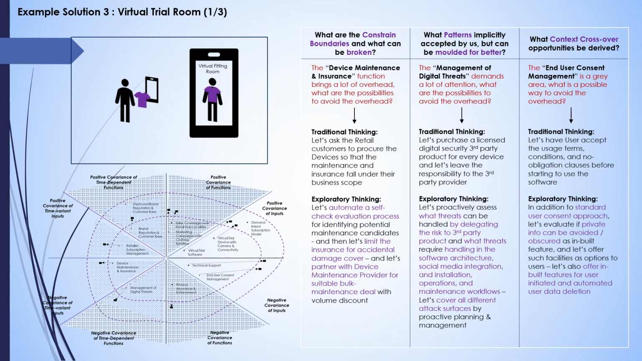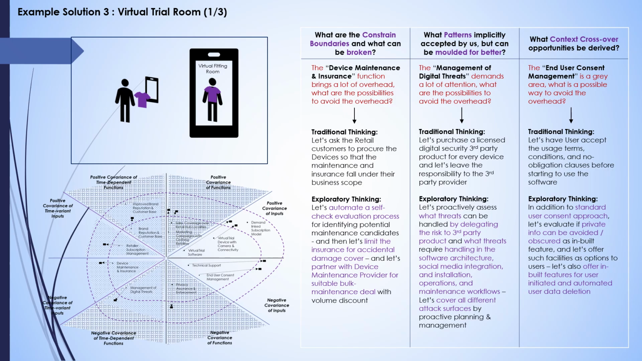And finally, end-user consent management. The traditional approach: present the user with terms, conditions, and no obligation clauses before they start using the software. Accept, proceed, done. Legally sufficient. But practically, it often creates friction, confusion, and lingering concern about what exactly is being agreed to. Apply analogous thinking and look at how the most trusted digital platforms have addressed privacy anxiety in their user bases. The answer isn't just better consent language, it's building privacy into the product experience itself.